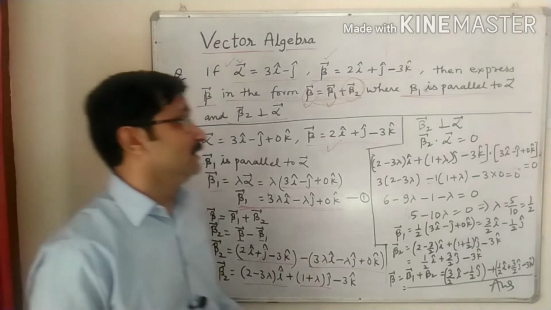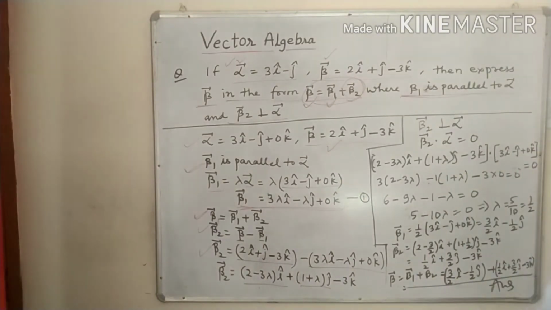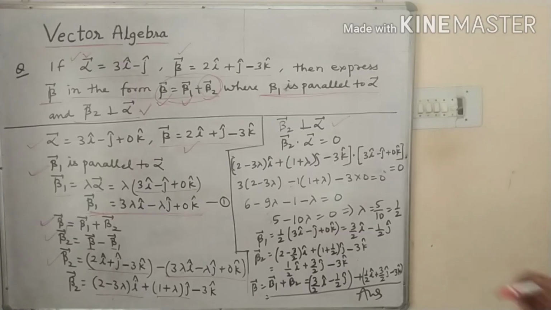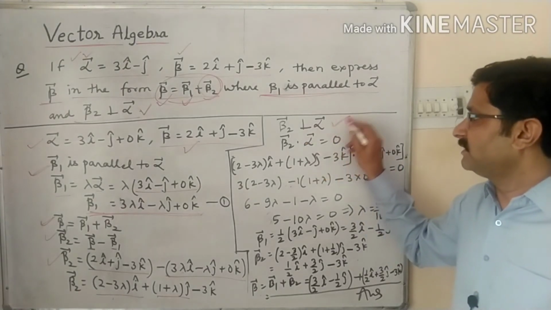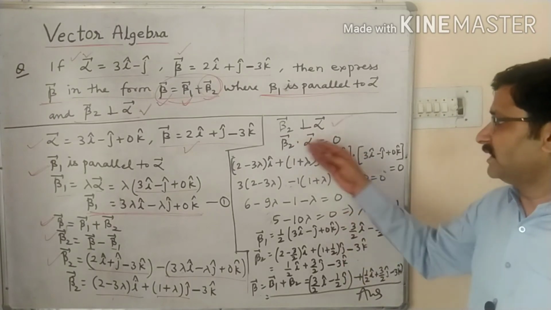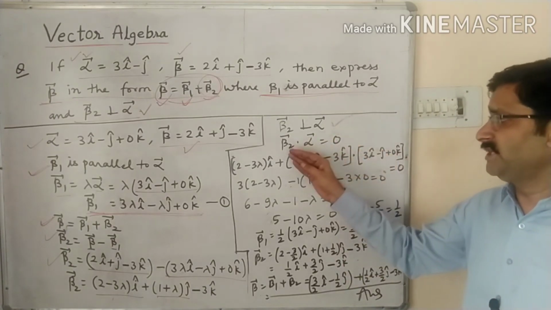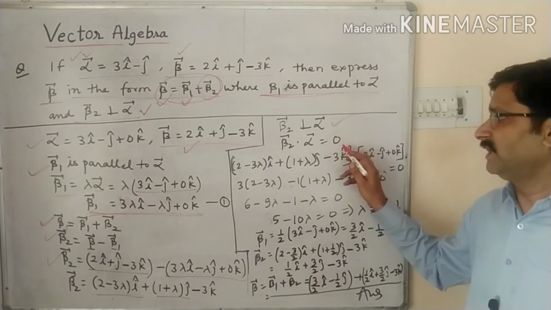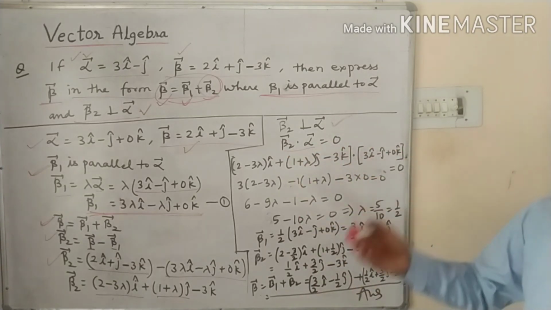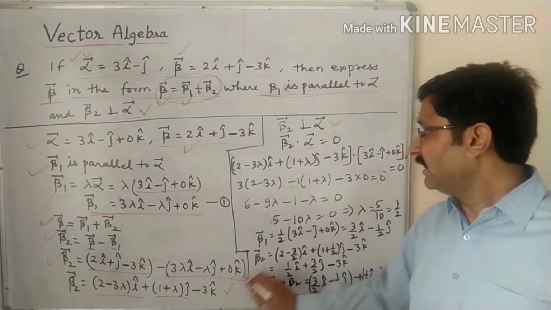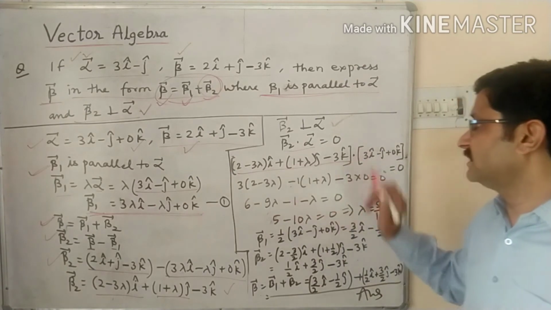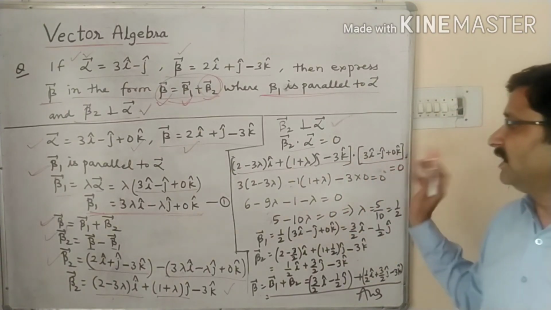Now look here, in the question it is given that beta 2 is perpendicular to alpha. What is the property of perpendicular vectors? The dot product of these two vectors will be 0. So beta 2 dot alpha is equal to 0. Beta 2 we found here, and alpha is given in the question. Write it as it is first: this is beta 2 and this is alpha. Now you do the dot product.